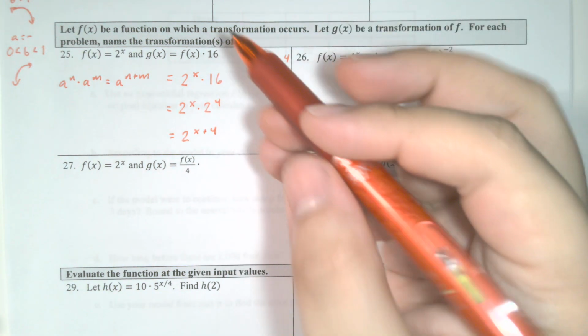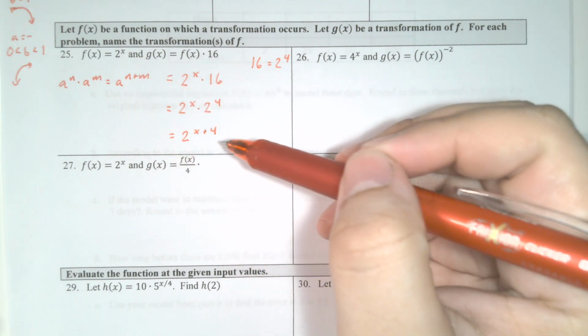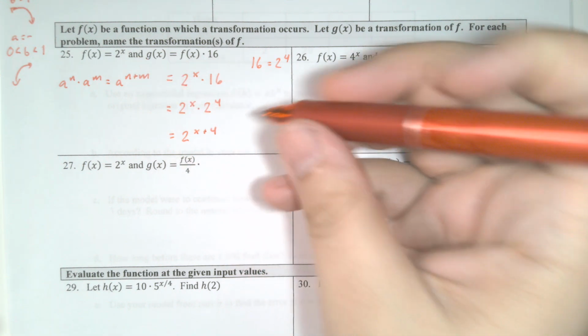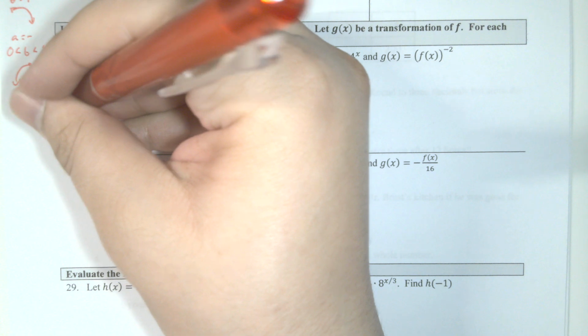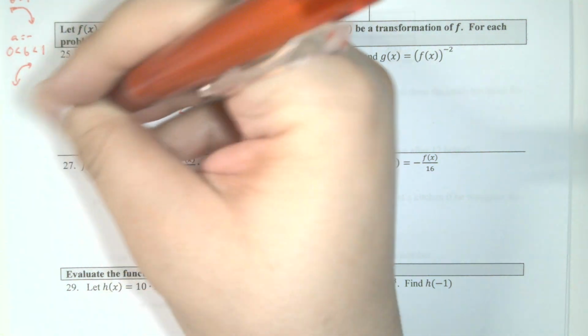And now we see that we started off with f of x equal to 2 to the power of x, and now we're adding 4 to x. So what does this mean? That means that we are going left 4 units.